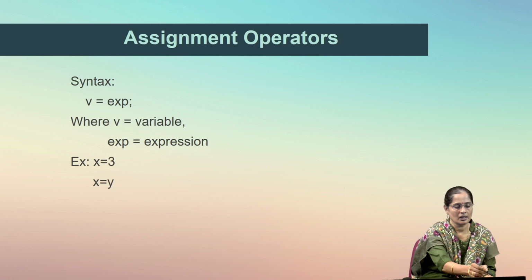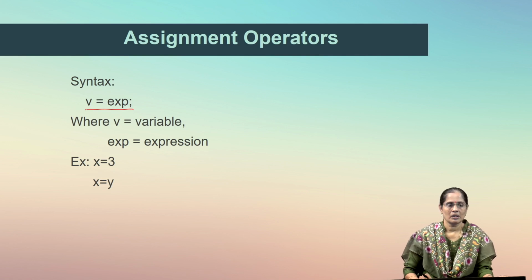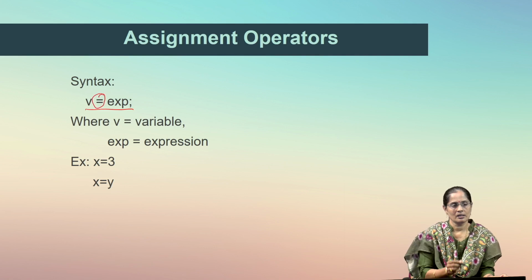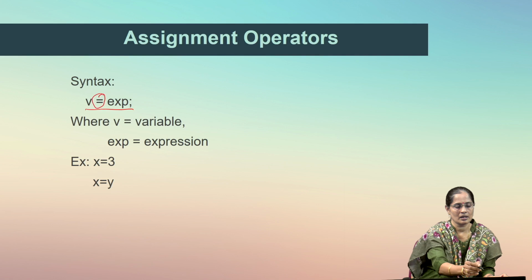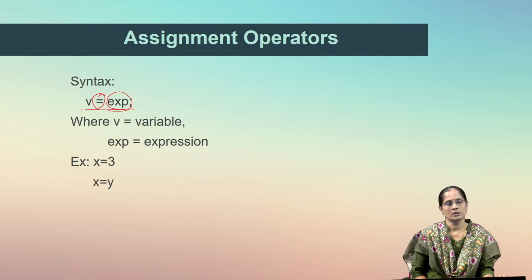The assignment operators. So, what are assignment operators? The operator equal to is used for assigning a value to a variable. The syntax V equal to expression can be followed, in which V is a variable and exp is an expression. So, we can make use of the assignment operator equal to assign whatever value we get as a result of evaluating the expression to the variable.